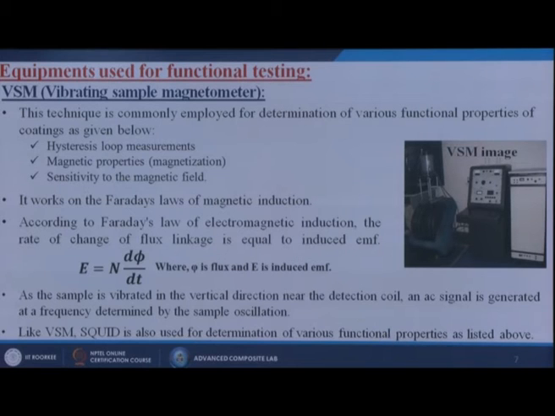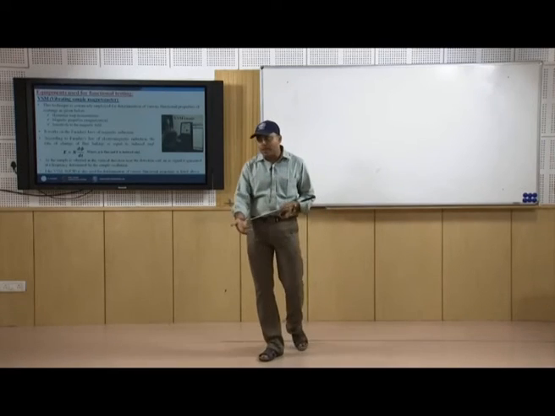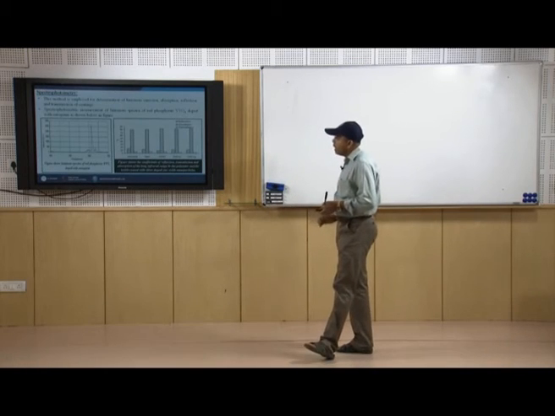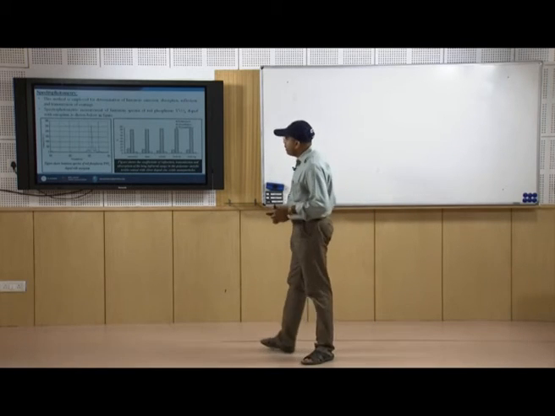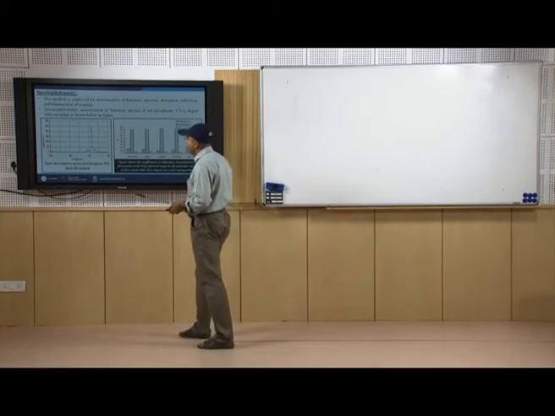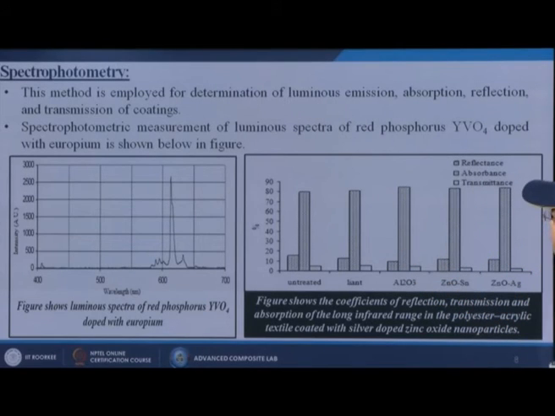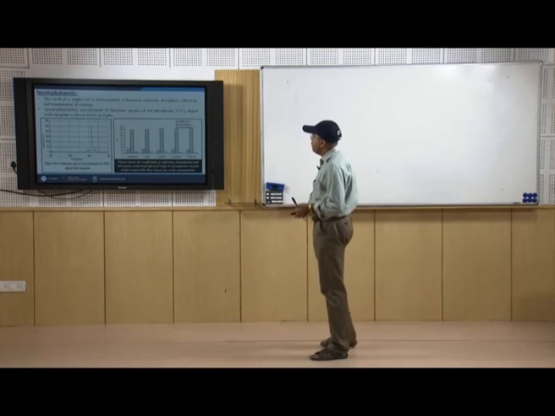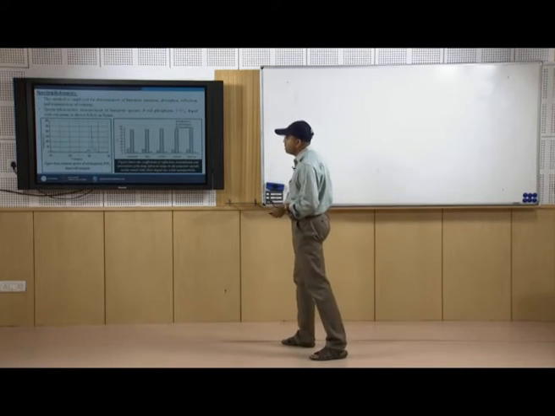Like VSM, SQUID is also used for determination of various functional properties as listed above. SQUID is also the advanced version of VSM. Next we are talking about spectrophotometry. This is also a method employed for determination of luminous emissions, absorptions, reflections and transmissions of the coating. By using this technique we can measure the luminous emissions, absorptions, reflections and transmissions of that particular coating material.